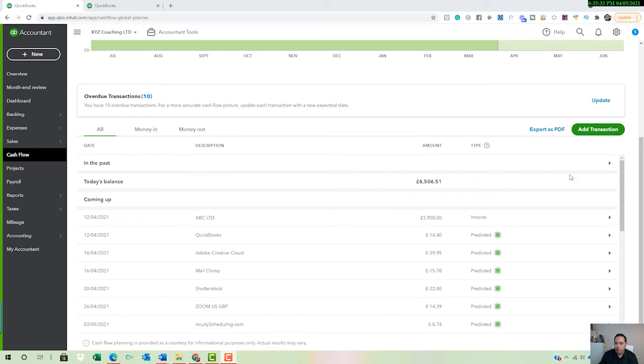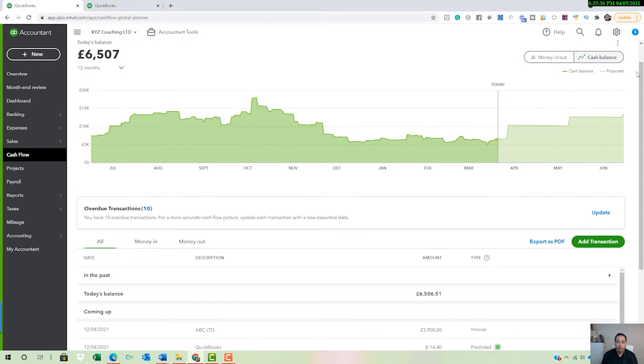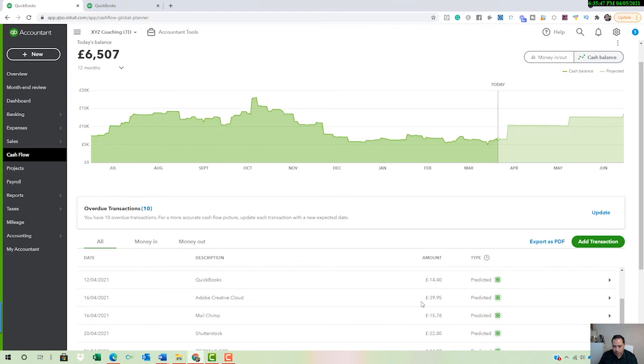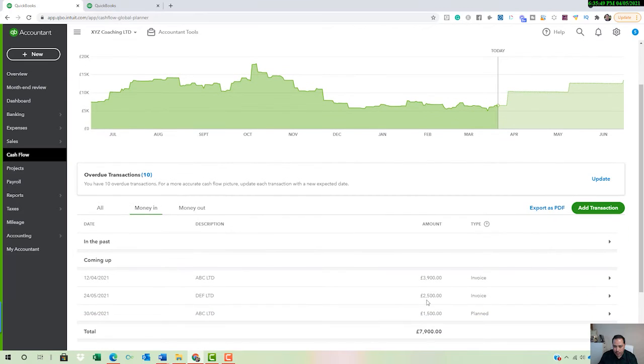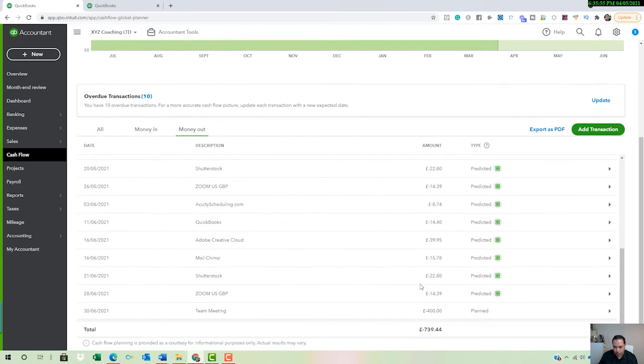Okay, so let's continue building a cash flow forecast based on possible 3 scenarios for XYZ Coaching Limited. The opening bank balance is £6,507, and the opening bank balance plus the expected cash coming in, 7,900, minus the cash going out, will lead to a closing balance of 13,667.07 at the end of June 2021. And now the business remembers that they need to pay taxes at the end of June. So let's start building on this.